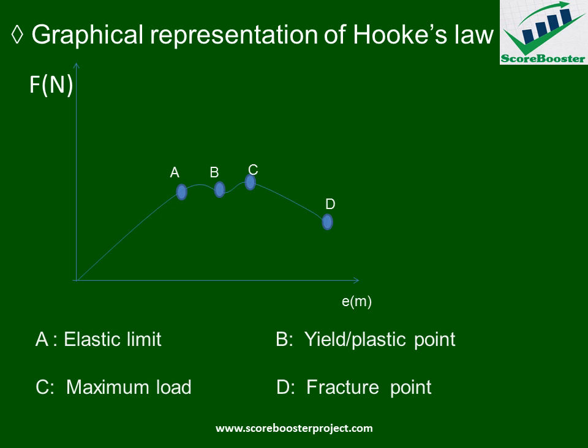Now, the point A here represents the elastic limit. The point B represents the yield or plastic point. The C represents the maximum load, and D represents the fracture point. So, just as we said, the elastic limit is the load at which the elastic material can regain its shape, and is the region within which Hooke's law can be obeyed. Beyond the elastic limit, the material will no more obey Hooke's law.